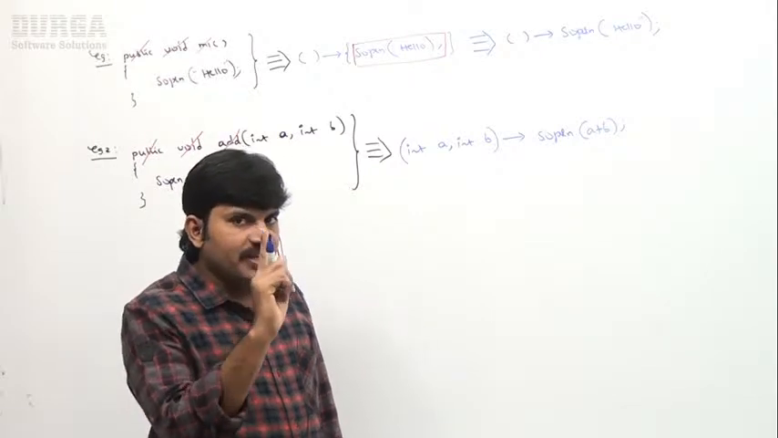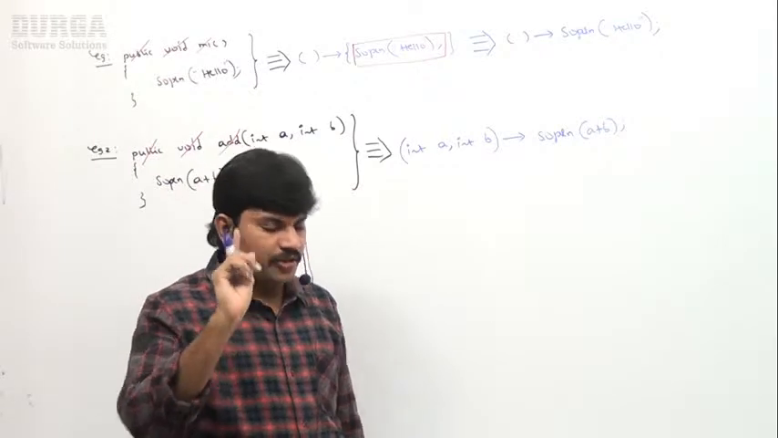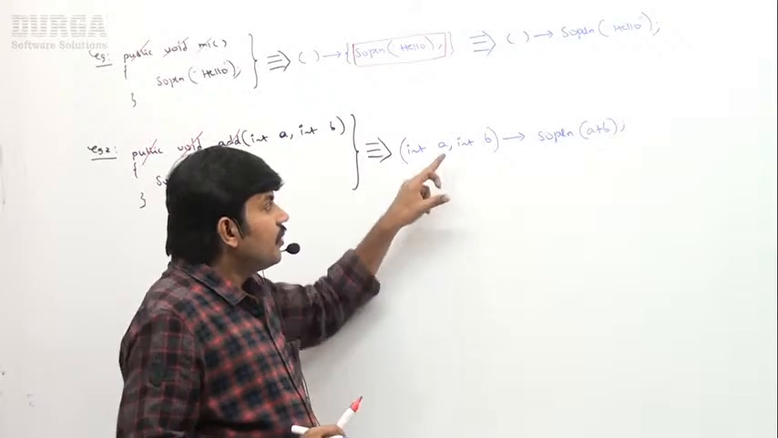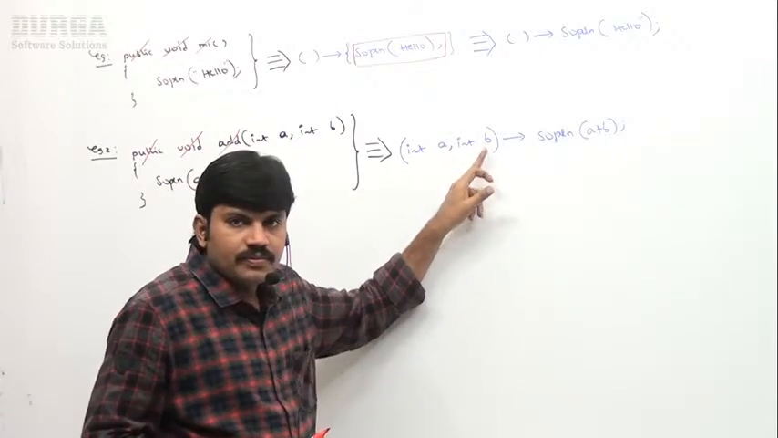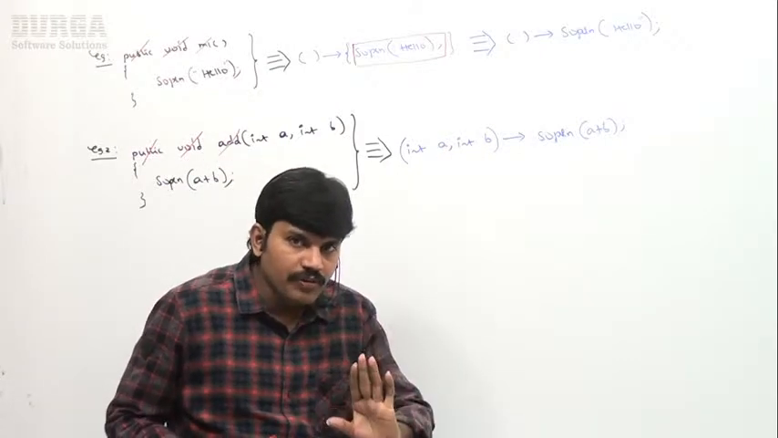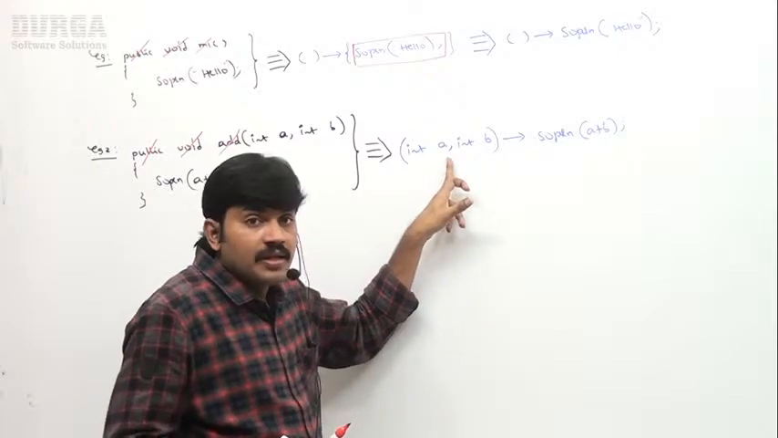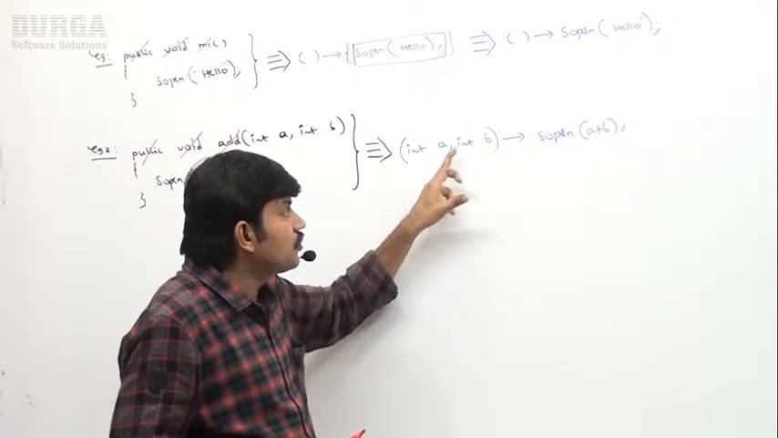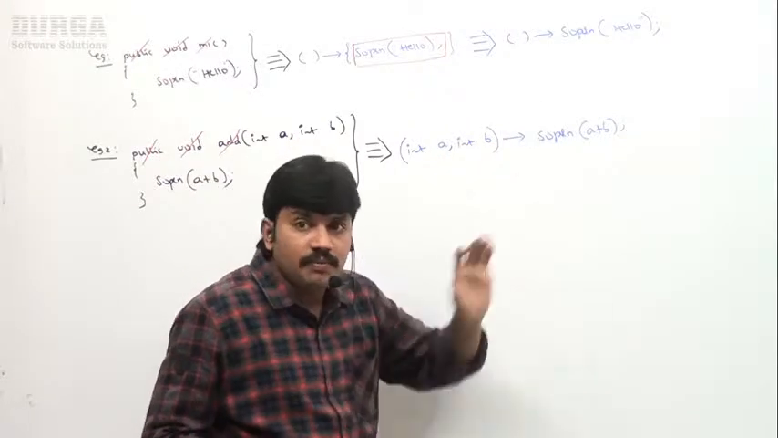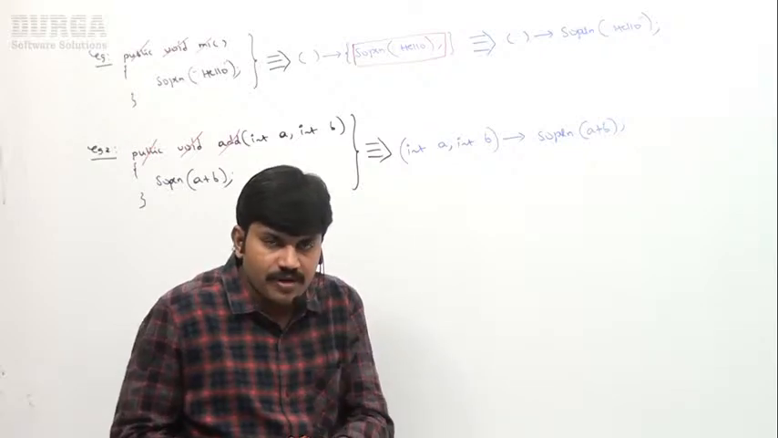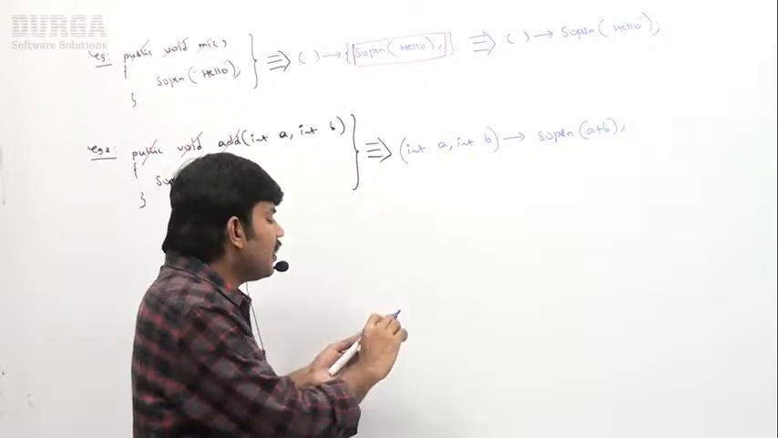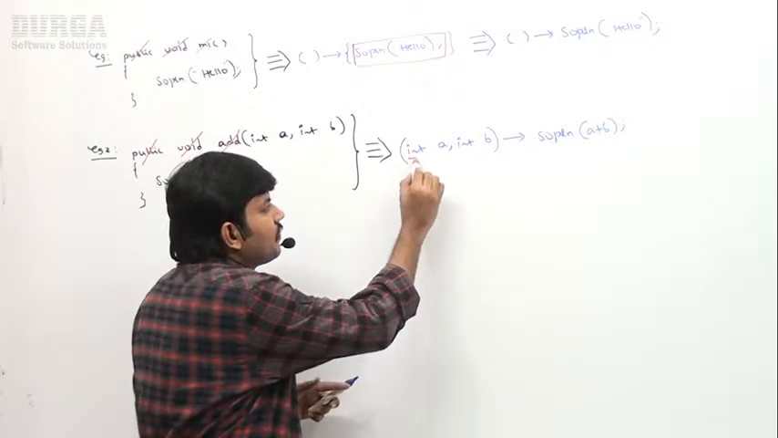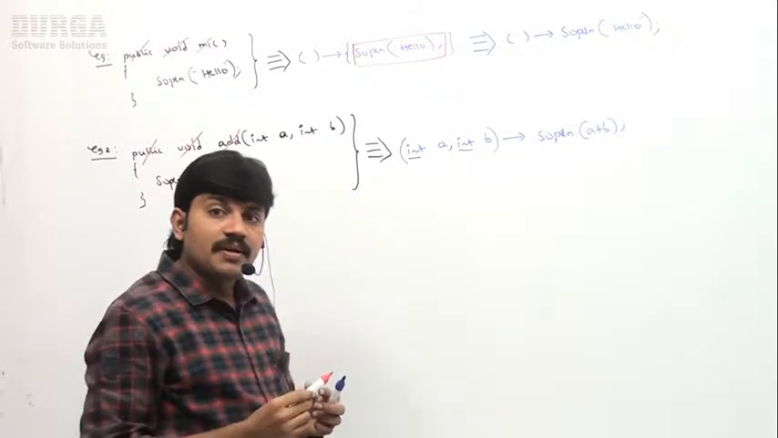Next, a very, very important point. Keep this point in your mind. a and b are what type? 2 int values, right? I just want to take these 2 int values and print the sum of them. That is my requirement. a and b are int type.